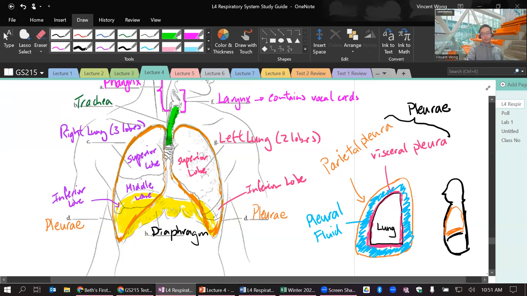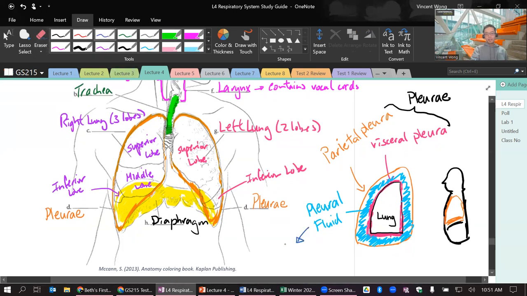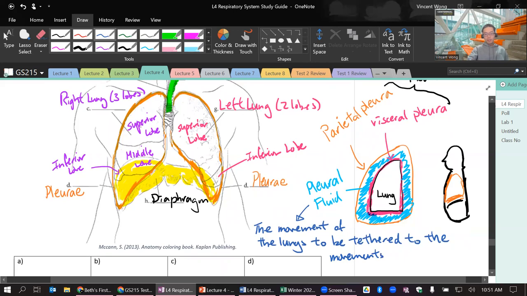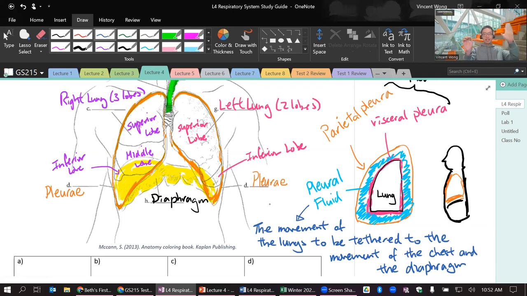Now, the function of the pleural fluid, which we will explain a little bit more next time, is that this allows the movement of the lungs to be tethered to the movement of the chest and the diaphragm. Basically, when things are wet, they tend to stick together, right? So the pleural fluid allows the visceral layer to be stuck to the parietal layer.